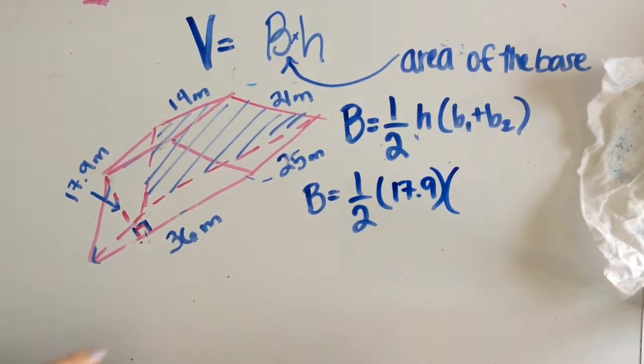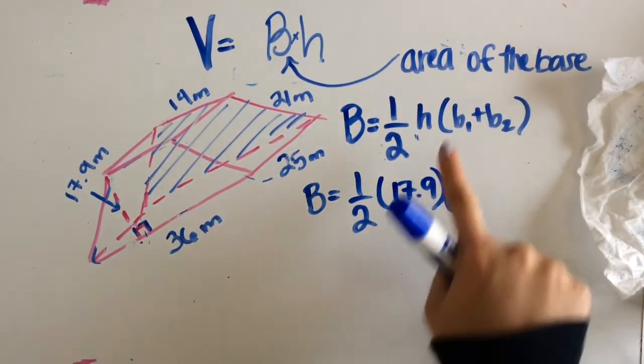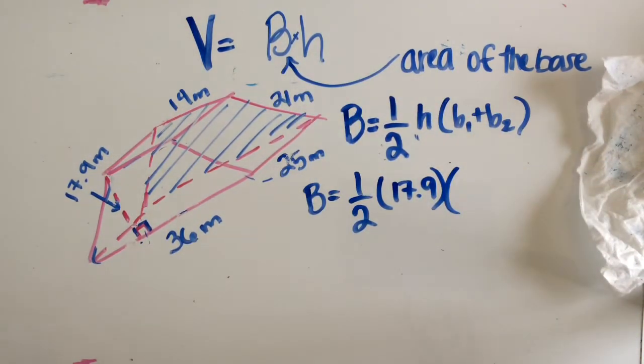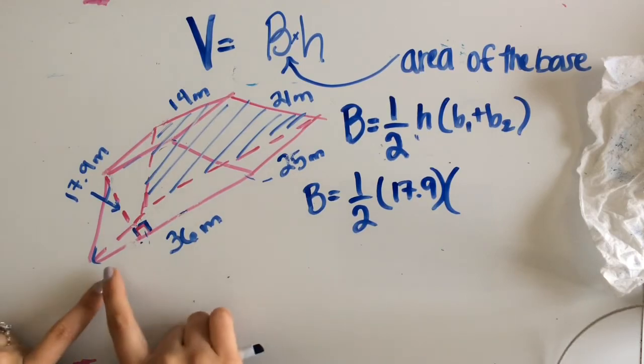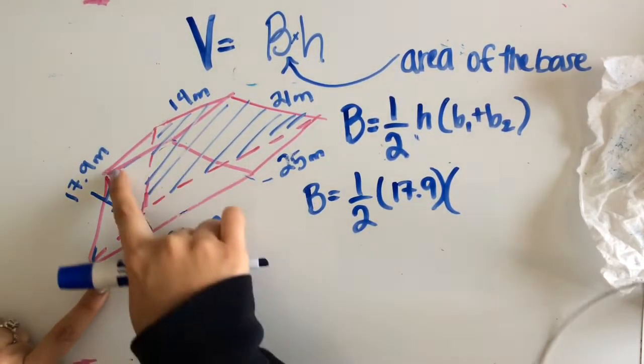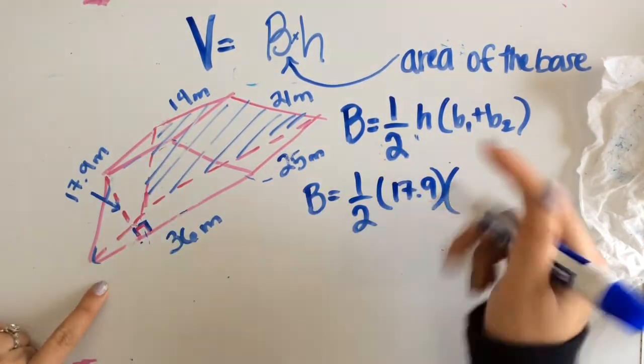times base 1 plus base 2, and these are little b's, right? So they're not finding a big B. I know there are a lot of variables in these formulas, but B1 plus B2, notice that the trapezoid has different sized top and bottoms that are parallel to one another.